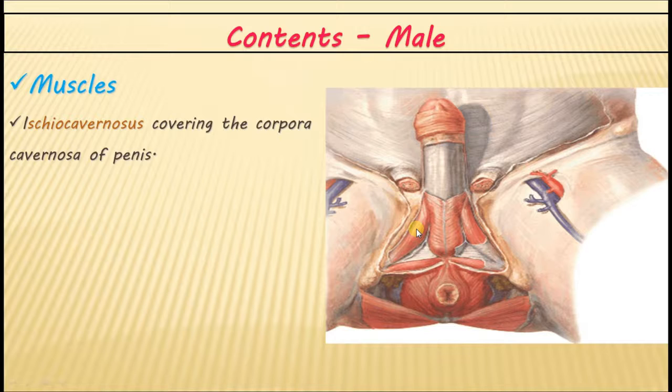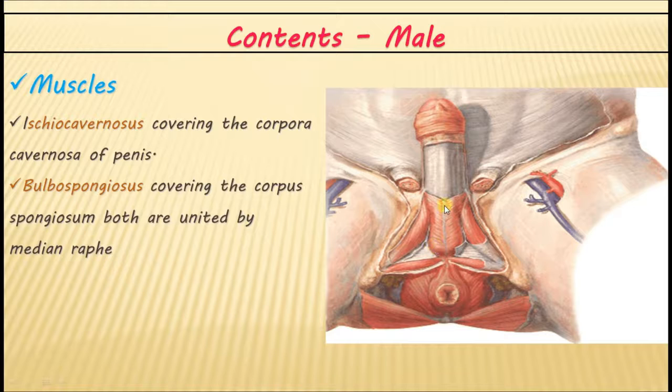So after the filling of blood till the time of venous return is the time of the erection, which is a vascular phenomenon. We have the bulbospongiosus covering the corpus spongiosum, and it arises from the perineal body, and it has got three sets of fibers.